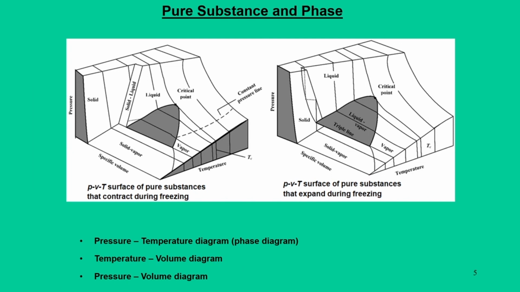I am not going to get into these details, but what I am trying to say is that when you discuss this PVT surface, which is a three dimensional structure, you have to bring it down into two dimensional systems, where we represent the characteristics of the substance either through a pressure temperature diagram, which we normally call a phase diagram, a temperature volume diagram, or a pressure volume diagram.